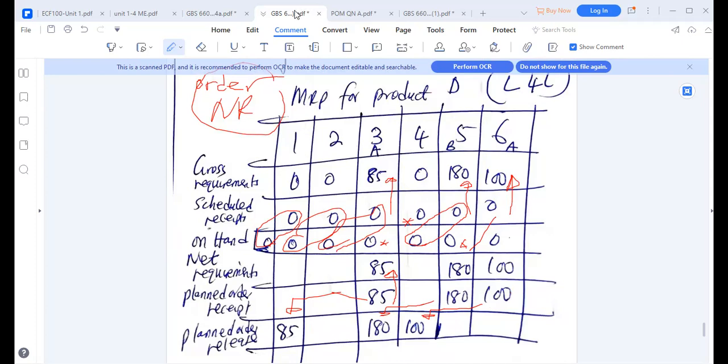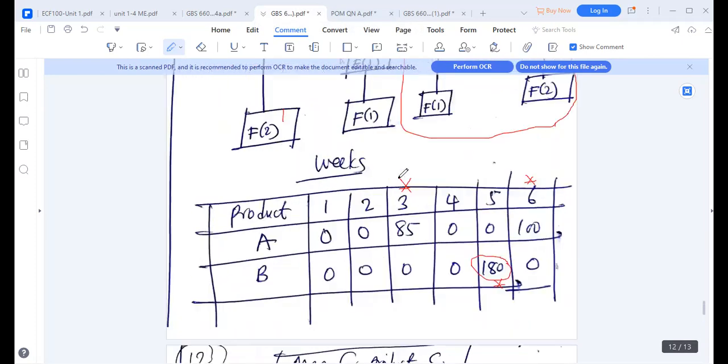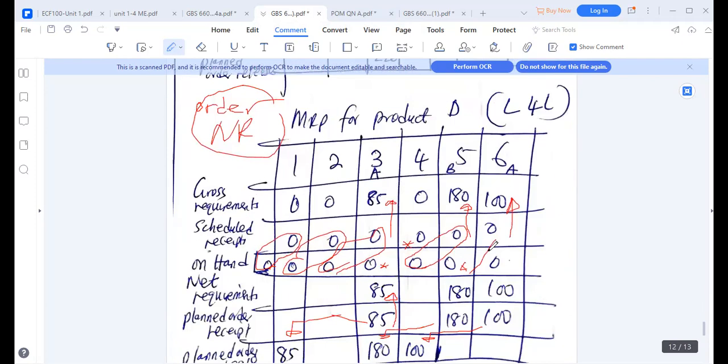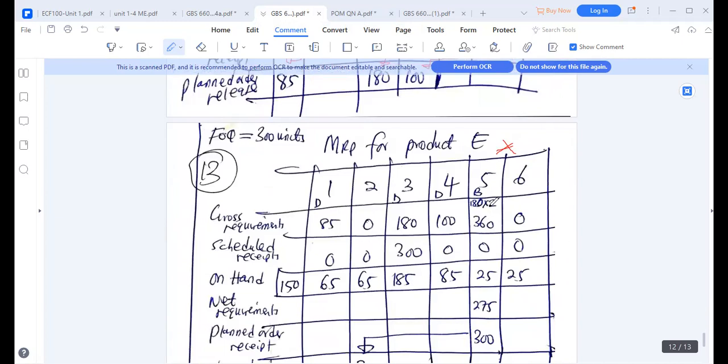Then the one coming from B is by 2. So meaning this 180 times 2 is 360 here, which was coming from B. Then that coming from D, this is 85, and it was by 1, so it will not change because the quantity was 1 for that one. So 85, 180, and 100. So this is what we have concerning MRP for product E.